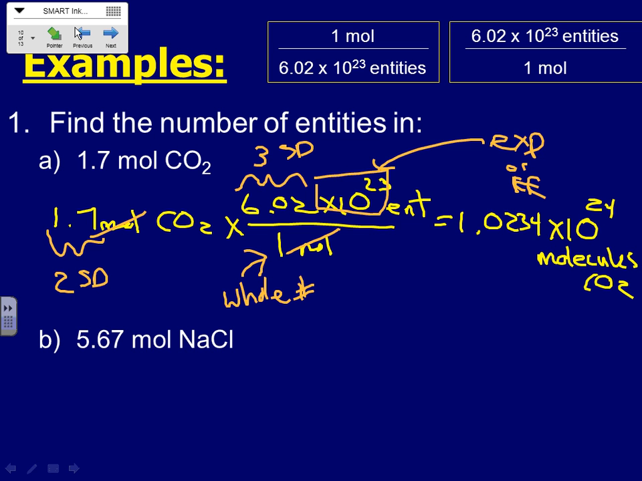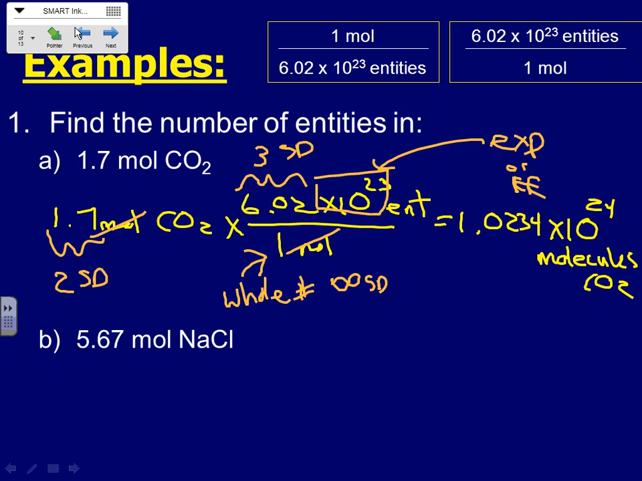It means that the whole number is a perfect number 1. It wasn't measured. It didn't have to be measured because it's the definition of what a mole is. It's exactly 1 mole. Being a perfect number, it means that this thing has an infinite number of significant digits. It's a perfect number, all right? It's exactly 1.0000000. When you take your answer, always round it to the least number of significant digits that are in the question.